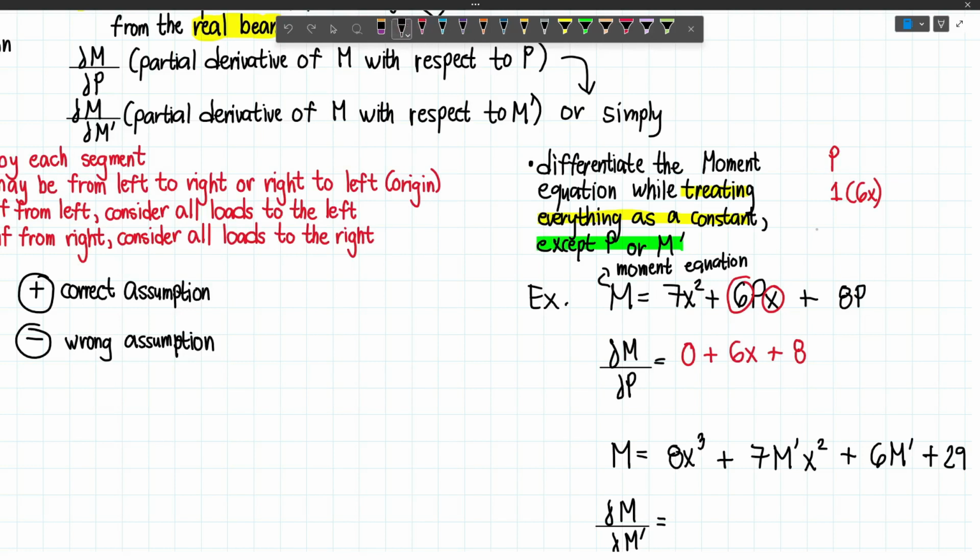Now sir, what if merong plus 5px squared? Anong yung mangyayari? Yung mangyayari is, you will just treat this as a constant. So, if you will differentiate 5px squared, that will become 5x squared. Ito lang yung essence dyan.